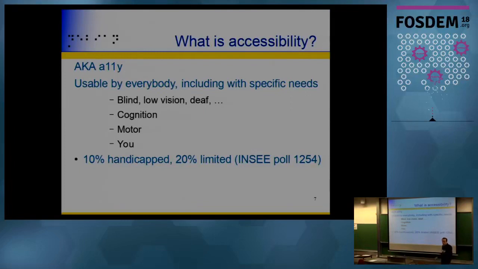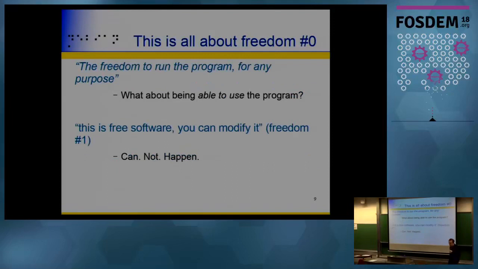There's a poll which says 10% of the people are really handicapped in their daily life, and 20% would say that they are limited in their daily life due to conditions. The thing is, it really is a matter for everybody. And for free software, this is really about freedom zero, the freedom to run the program for any purpose. To run, but more than that, to be able to use the program. And then there's the second, freedom number one. This is free software, you can modify it. That cannot happen. I will explain why.